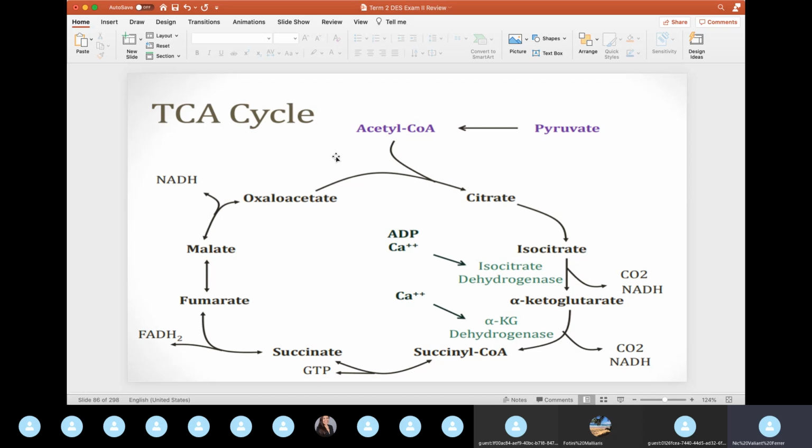Please check what I've said about the TCA cycle. Most of these are from my memory, and sometimes I don't trust my memory. So please double check. Okay.